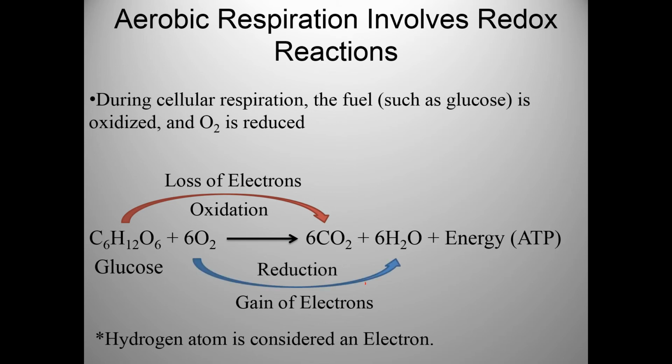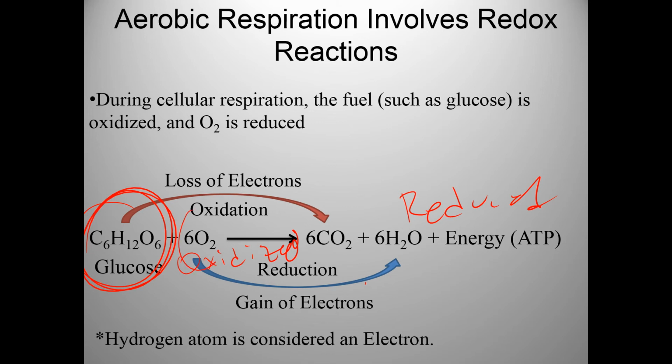Oxygen is initially oxidized, and it's going to be reduced to water. So oxygen will eventually, at the end of this process, accept electrons, which were the original electrons from glucose. Those same electrons get transferred to oxygen to yield water. So oxygen gets reduced to water.